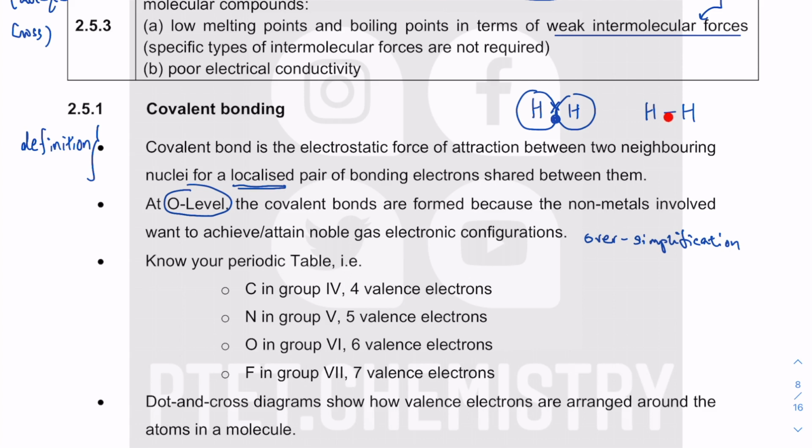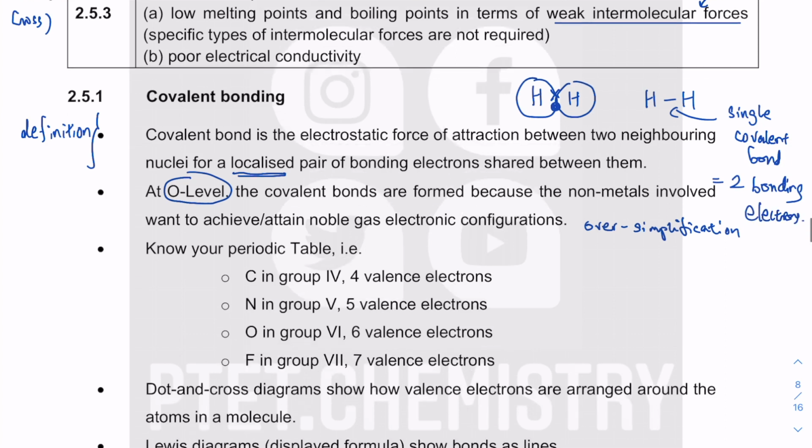So one single covalent bond represents two bonding electrons being shared. One covalent bond between the two atoms represents one electron from this, one electron from that. This is a single covalent bond. It has two bonding electrons. So a single covalent bond is equal to two bonding electrons.